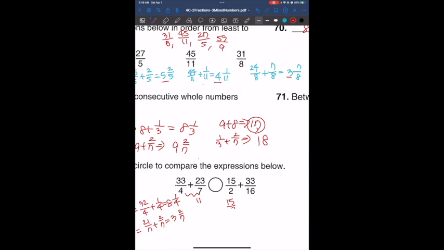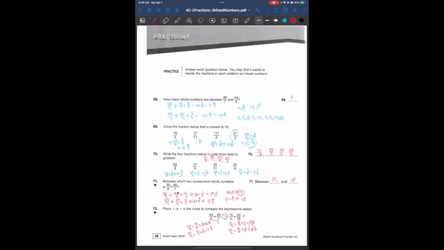Now 15/2, well, over a bit greater than 11, and 15/2 can be written as 14/2 plus 1/2, so it's going to be 7 1/2. 33/16 can be written as 32/16 plus 1/16, so it's going to be 2 1/16. And just by looking at the whole number, it's going to be a little over 9. And so 11 is greater than 9, and so the expression on the left is going to be bigger.